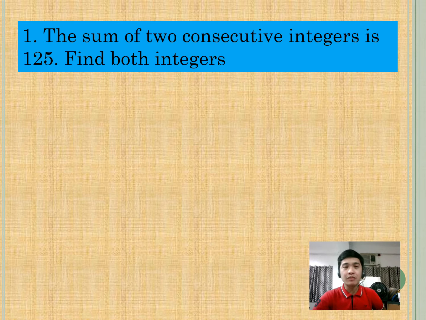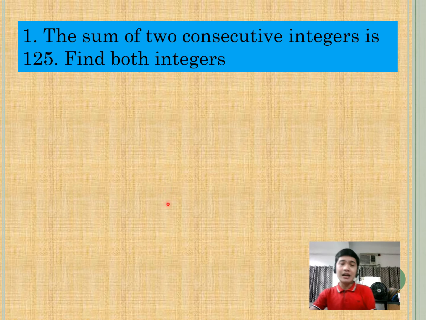Okay, let's have the sample problem. So, this is the problem. The sum of two consecutive integers is 125. Find both integers. So, ayan po yung, common na common yan sa mga exam, sa mga contest, sa mga entrance exam, lumalabas din yan. Ayan. Pagka mga number relation problems, hindi po ito mawawala. Okay? Hindi siya mawawala. Common siyang tinatanong.